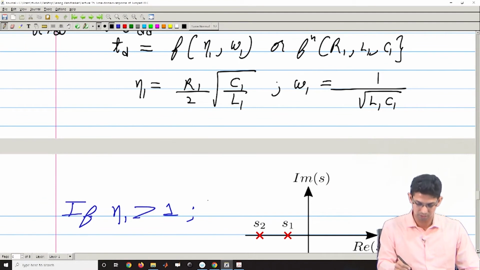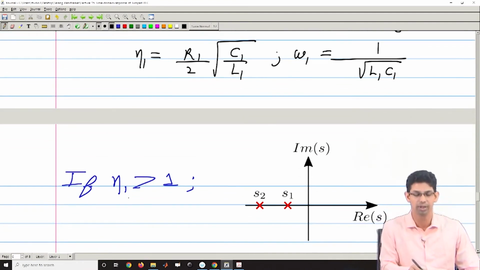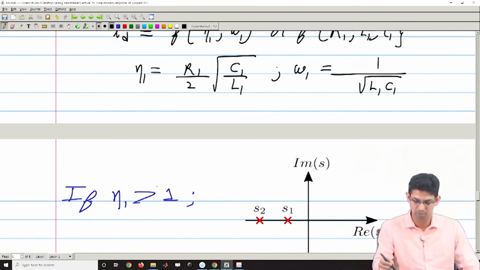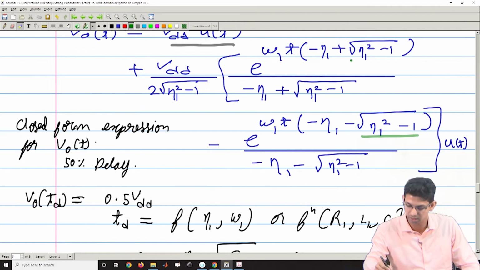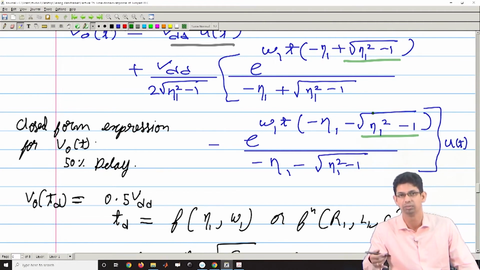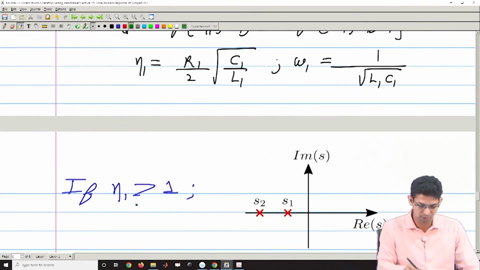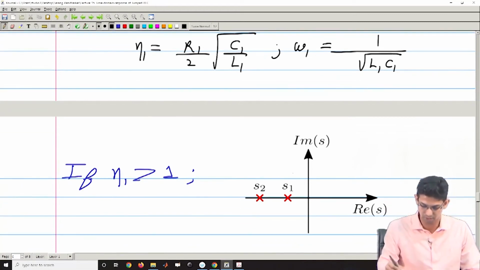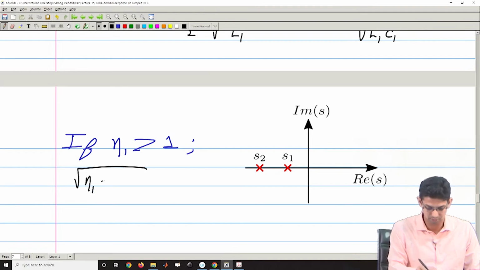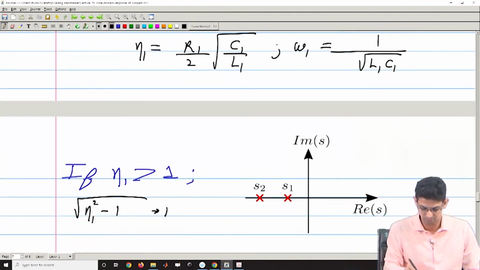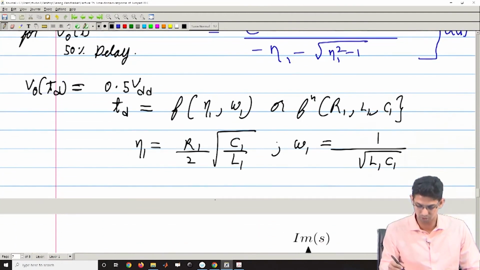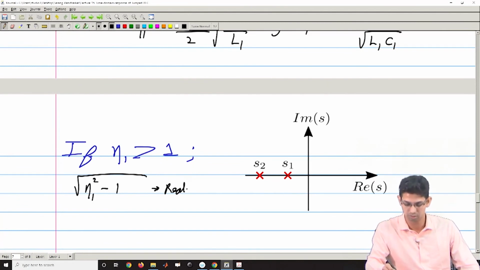So, based on eta, eta is this. Based on the values or the range of eta, your response will be different. You can note here that in the exponent there is this root over eta square minus 1. Depending on the value of eta, it will depend whether this is a real number or an imaginary number. So, if your eta 1 is greater than 1, in that case eta 1 square minus 1 will be real, and in that case both the roots S1 and S2 are real roots. So, this is S1 and this is S2.